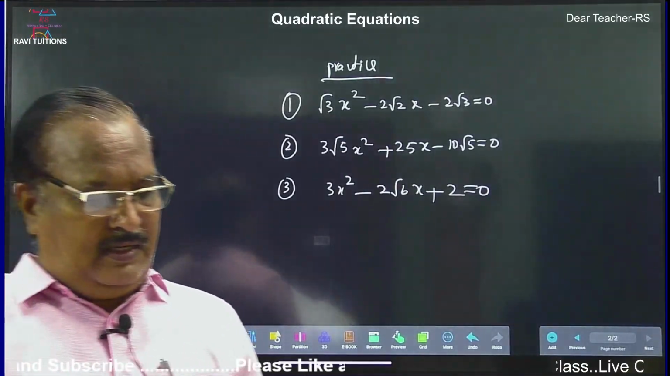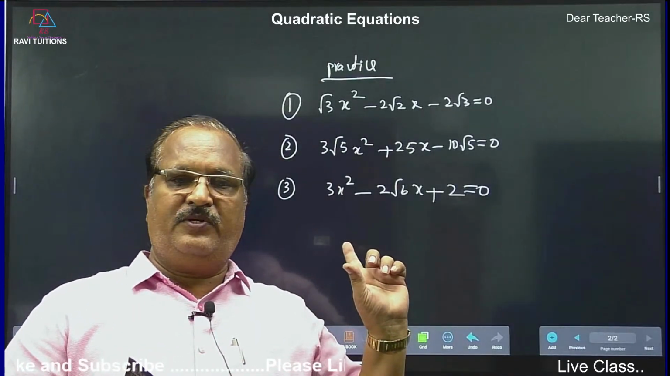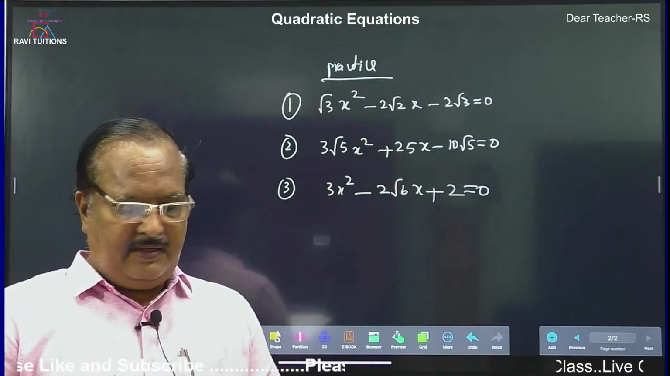Practice here. I think in factorization problems, this is the only difficult question. All the others are easy questions. Right?